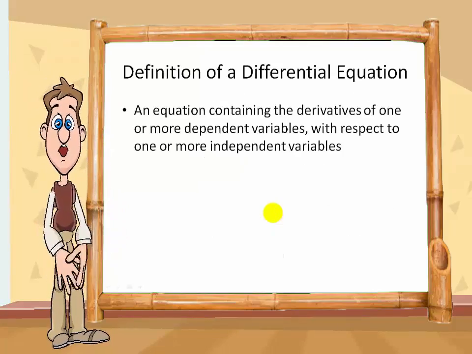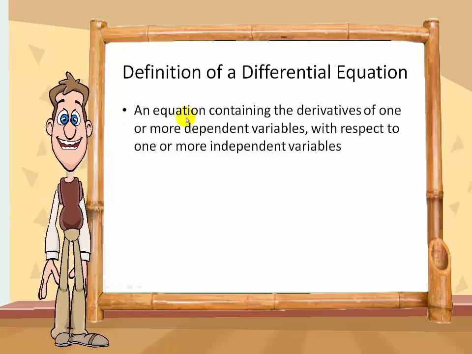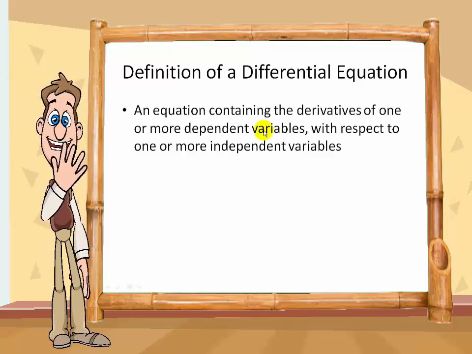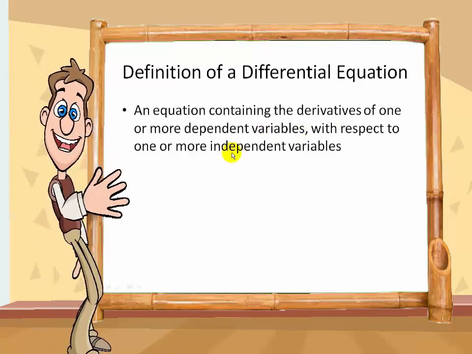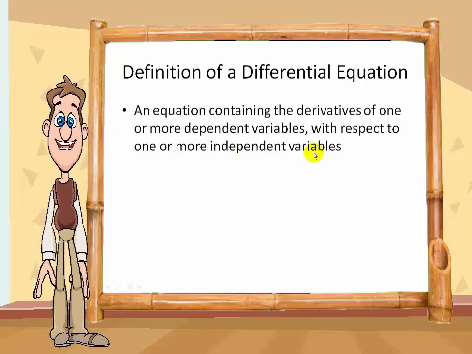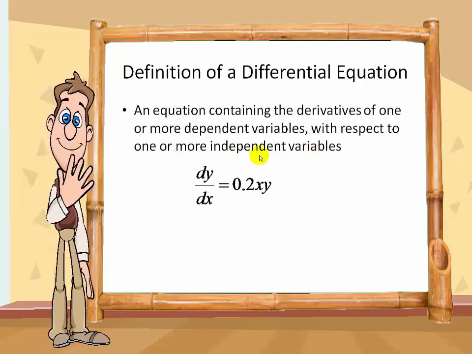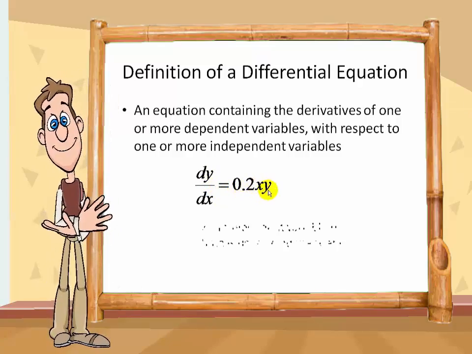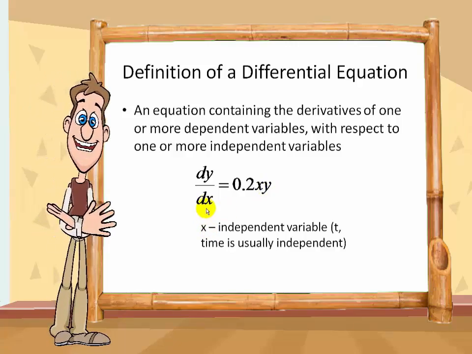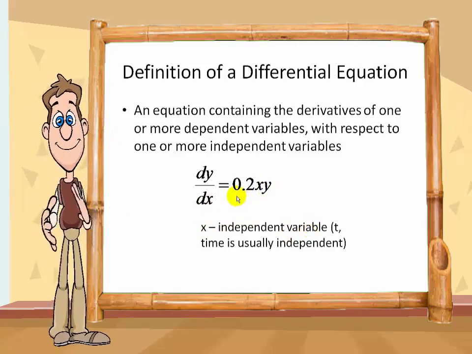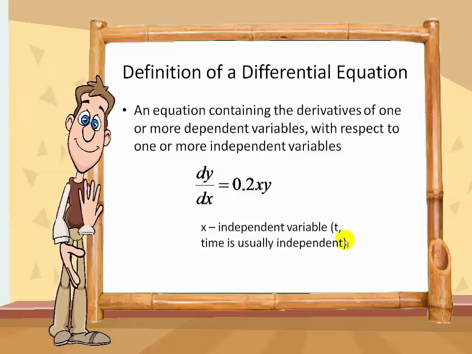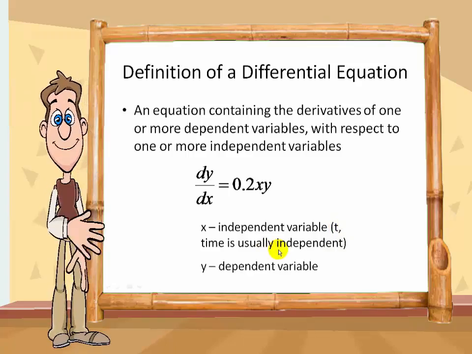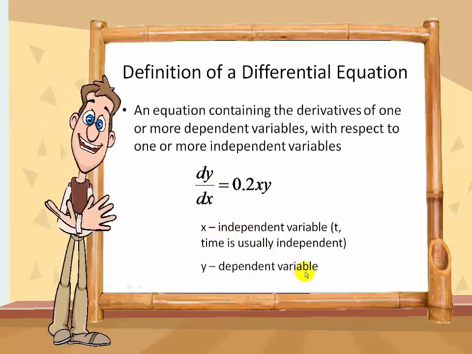So let's look at a definition of a differential equation. An equation containing the derivatives of one or more dependent variables, in our previous example that's y, with respect to one or more independent variables, and in the previous example that's x. So dy dx is equal to 0.2 times x times y. We see here that x is the independent variable and y is the dependent variable. Usually when we're dealing with functions of time, t is usually independent. Once again, y is the dependent variable.